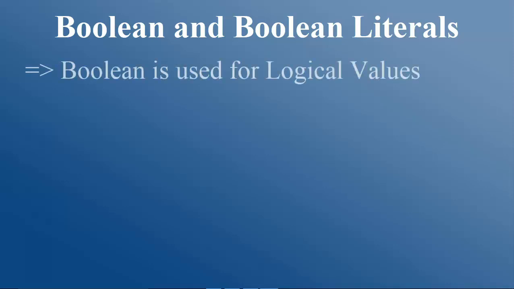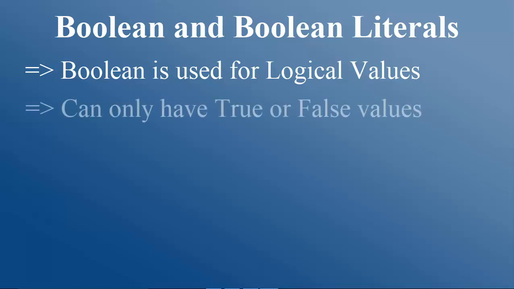Okay, so Boolean is used in Java for logical values. It's a primitive type that's specifically designed to be used for logical operations, and it can only have either true or false as its possible value. So it has only two values, true or false.